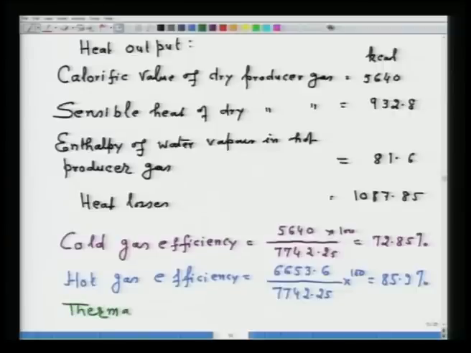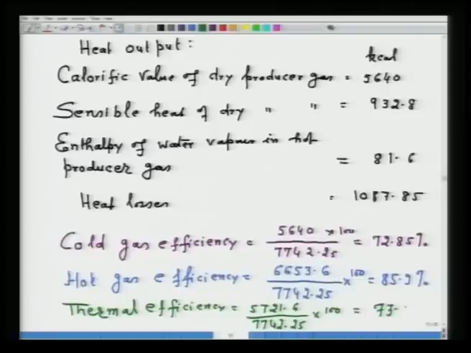It is also interesting to calculate the thermal efficiency of the producer gas, and this thermal efficiency is equal to 5721.6 divided by 7742.25 into 100. So the thermal efficiency becomes 73.9%.